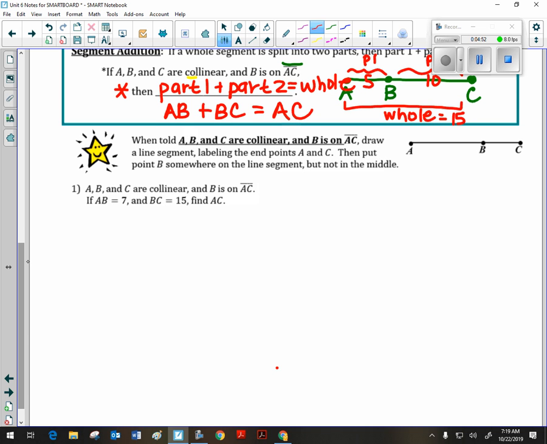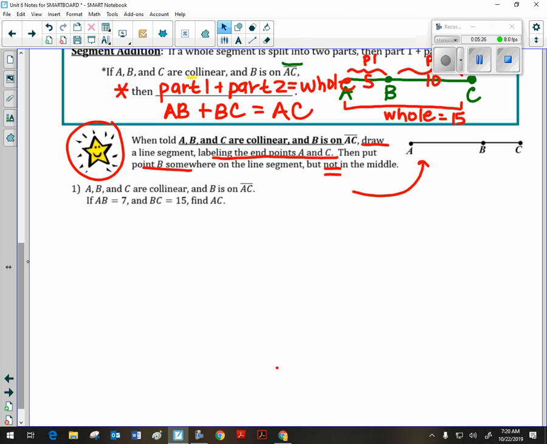So in the question that's here, in number 1, they're telling us basically that they want us to use what we see over here. They want us to use this picture. So they're telling us in this section with a big star next to it that if we are told that A, B, and C are collinear and B is on the segment that goes from A to C, that you are to draw a line segment labeling the endpoints A and C and put point B somewhere on the line segment but not in the middle. So unless we're told it's in the middle, we don't want to put it there.